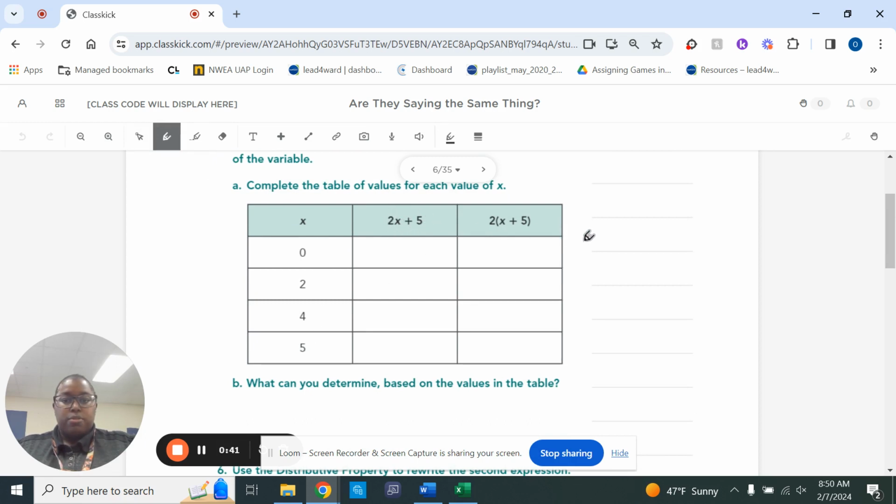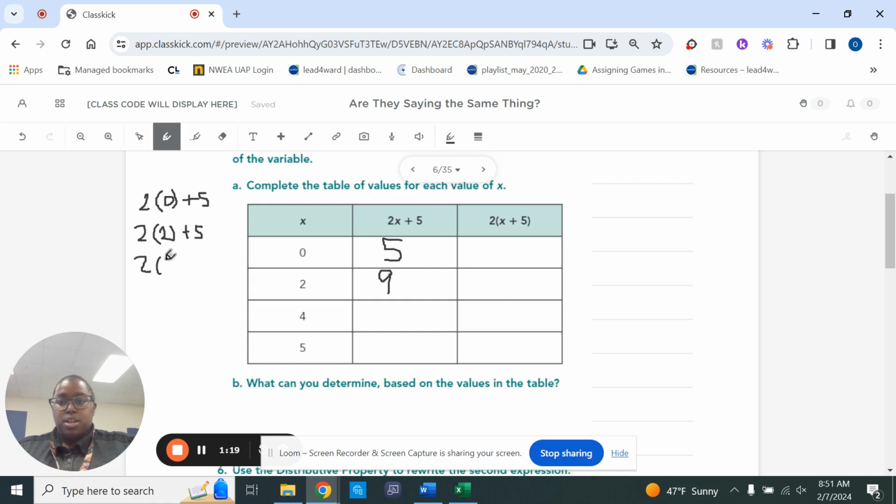So let's do that for the first one. So I'm going to do that over here. So 2 times 0, because remember, this is practicing the art of substitution, where you replace the variable with a known number, plus 5. 2 times 0 is 0, plus 5 is 5. Next, we have 2 times 2 plus 5. 2 times 2 is 4, plus 5 is 9.